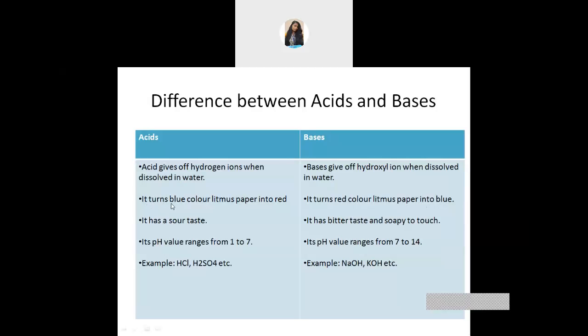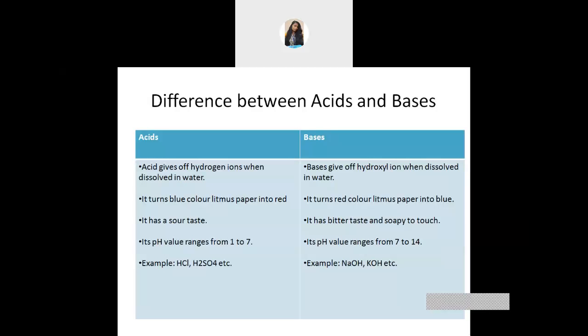Blue litmus paper turns red with acid, but we are using yellow litmus paper. When we use yellow pH paper, the acid will change its color to pink or red, and for bases, yellow pH paper will change its color to blue. Acids taste sour and bases taste bitter. These simple things all of you know. The pH value of acids ranges from 0 to 7, and for bases the pH value ranges from 7 to 14.